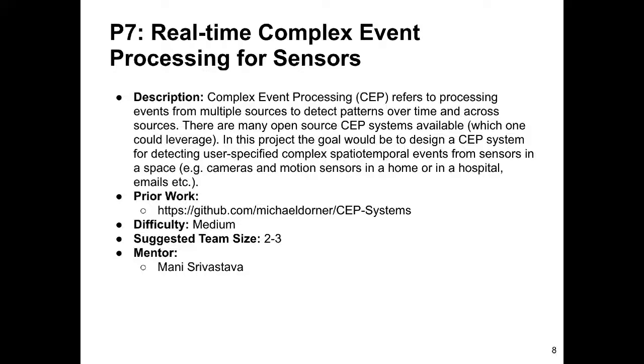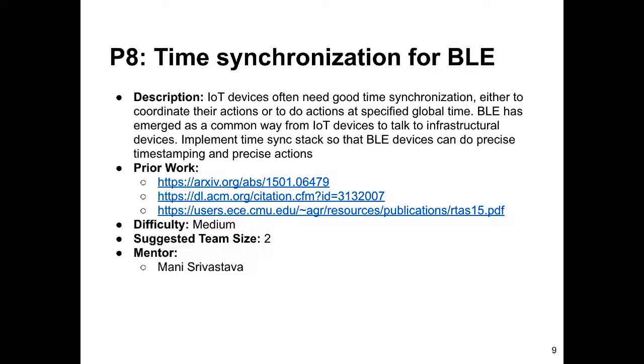So that's project 7. Project 8 idea is time synchronization for Bluetooth low energy. Those of you who don't know, Bluetooth has many different variants. There are variants where you pair the device, like your headphone or microphone, and then it streams data. And then you have Bluetooth low energy, which is really designed for lower data rates, things like sensors, heart rate sensors, those kinds of things.